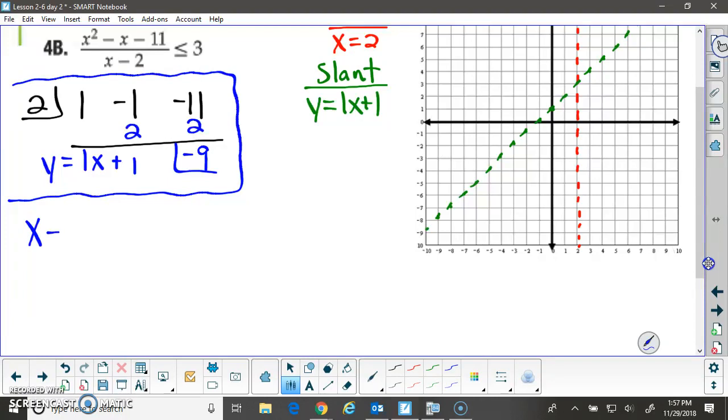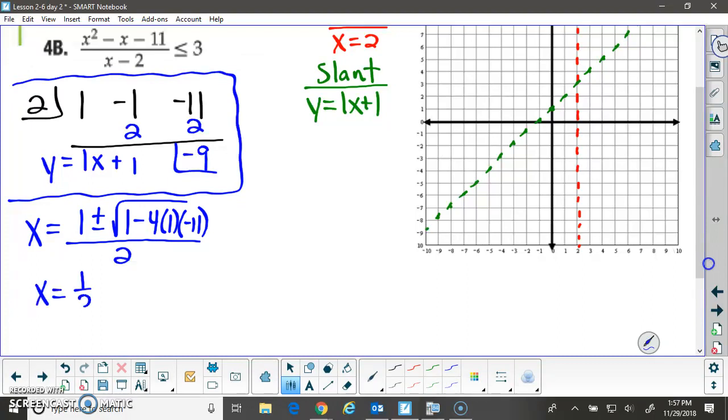All right, so if we do negative b plus or minus the square root of b squared minus 4 times a times c, all divided by 2a, looks like we're going to get an answer of 1/2 plus or minus, I think that's going to be the square root of 45 over 2. And so I think that would simplify into 1/2 plus or minus, let's say I break that down into a 9 and a 5, so we'd have 3 square root of 5 over 2. So those are two irrational values.